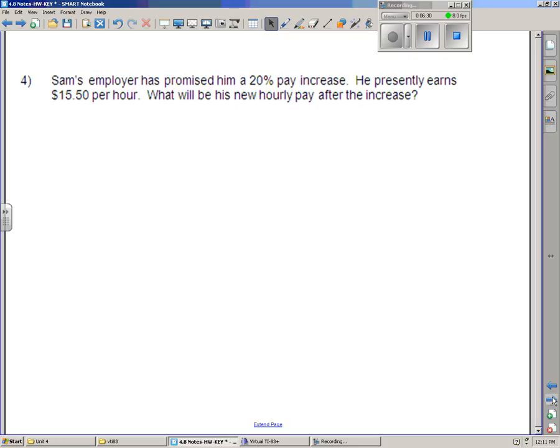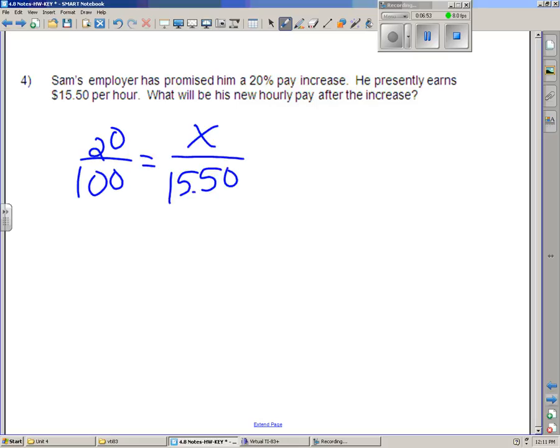Let's try this next one. Sam's employer has promised him a 20% pay increase. He currently earns $15.50 an hour. What will his new hourly pay be after the increase? So we want to find what his increase is. So in this case, we say, all right, well, he's getting a 20% increase, so 20% out of 100. Well, what is his increase of his current pay right now? x over 1550. When you cross multiply, you get 100x, and again, you should be using your calculator, equals 310, and then x becomes 3.10.